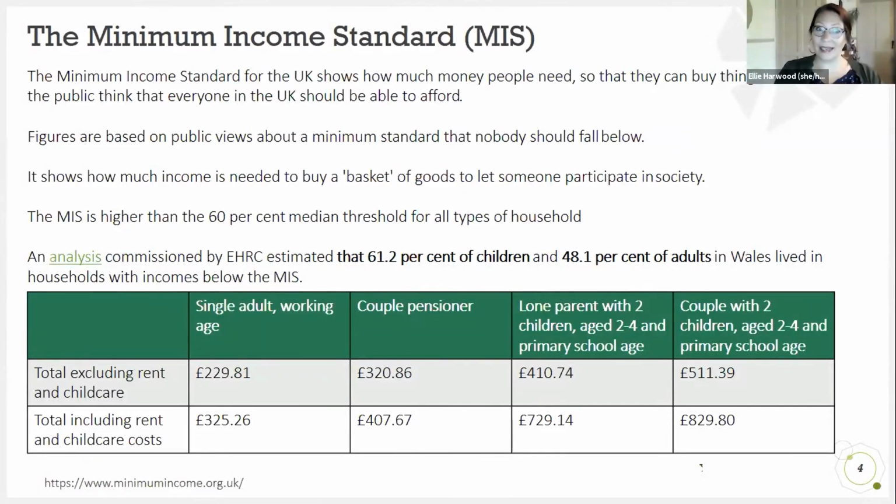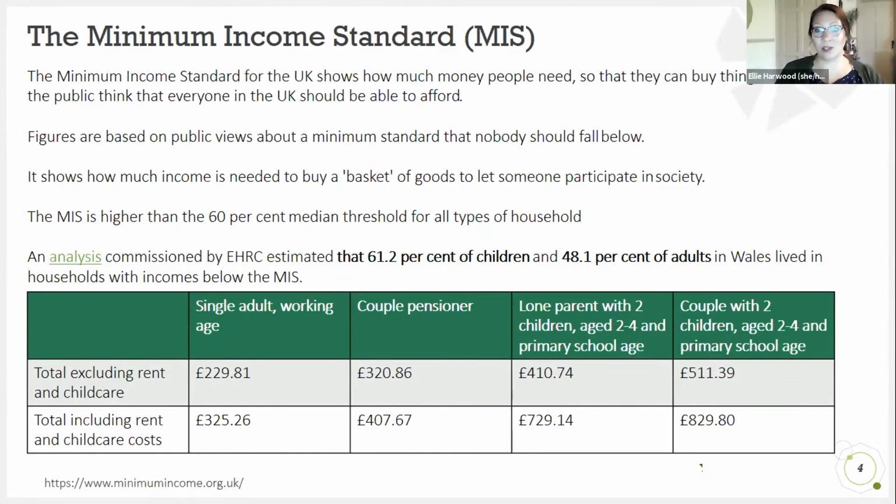So the MIS, as it's called, adds up all of the things that the focus groups agree everyone should be able to have, and it's costed up, and this is carried out every couple of years. The prices are adjusted for inflation, and we have a look then at whether people's incomes meet that MIS. And unfortunately, in Wales, many more households than we technically count as being in poverty don't meet the minimum income standard.